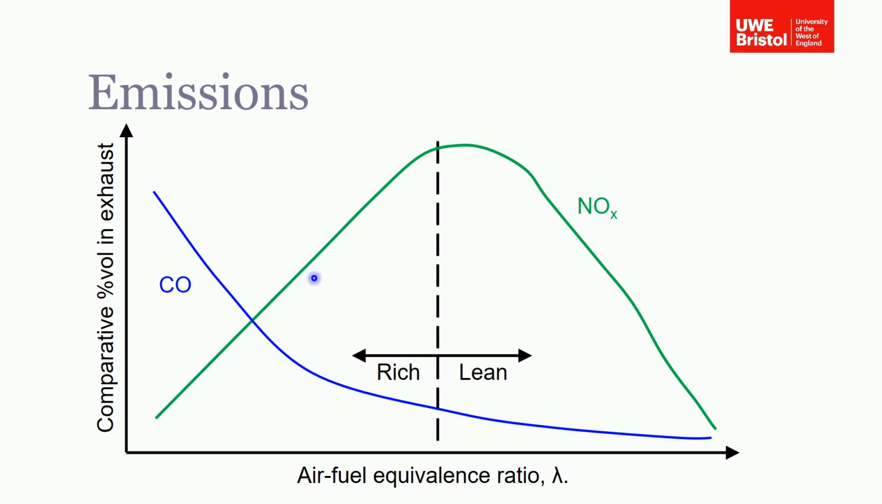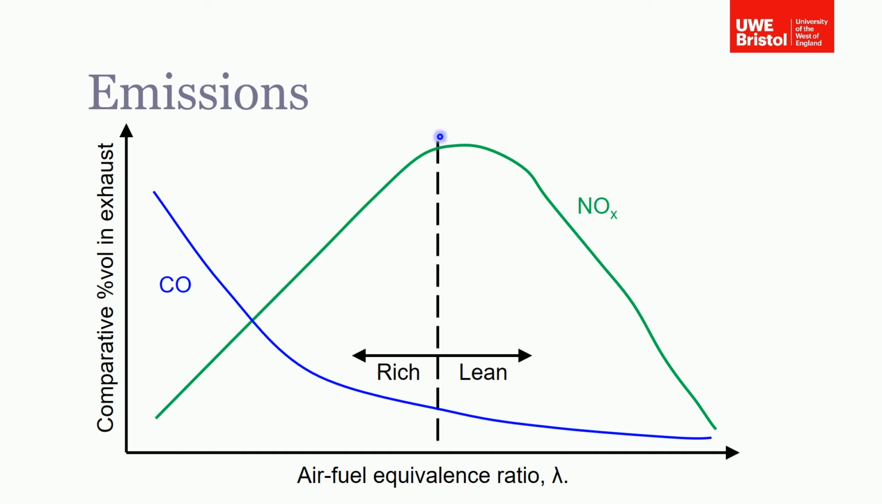NOx looks completely different. So NOx is almost this parabolic shape, and what you need to remember here is, if you remember when I was talking about how NOx is formed, I said the dominant formation of NOx is thermal NOx, i.e. linked to the temperature. So this variation of concentration of NOx broadly follows the variation of flame temperature with air equivalence ratio.